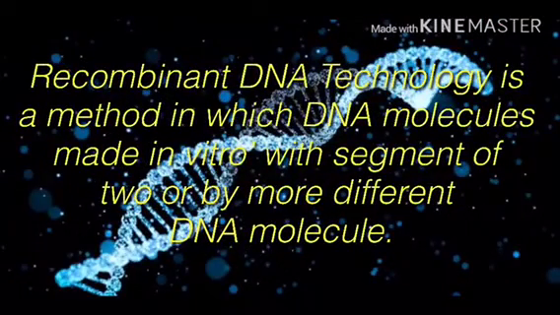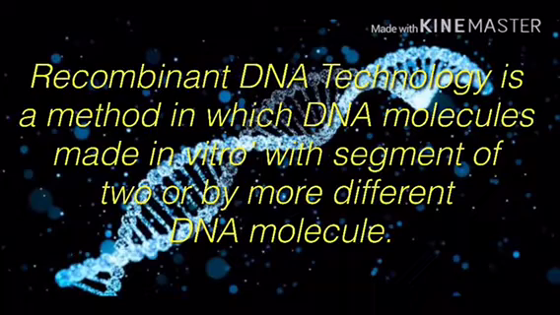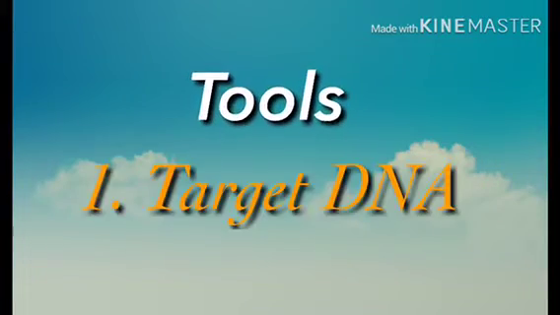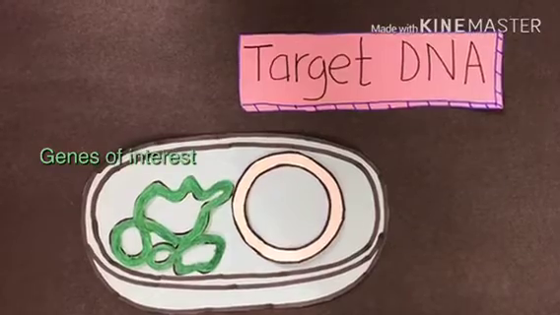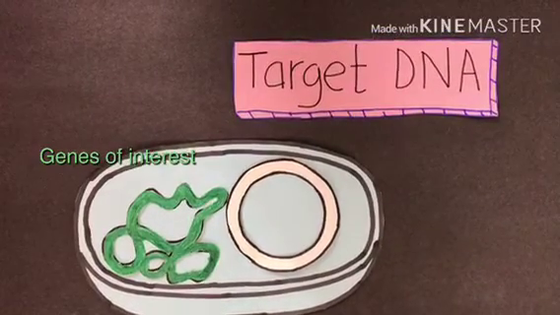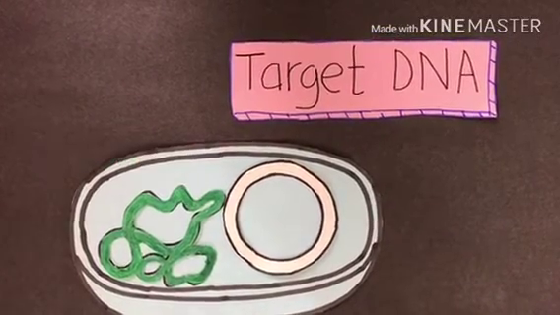Recombinant DNA technology is a method in which a DNA molecule is made in vitro with segments of two or more different DNA molecules. DNA is a sequence of DNA containing the gene of interest. The gene of interest is the gene that we want.